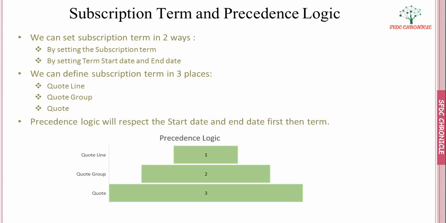If it is set in the quote itself and in the quote line the subscription term is defined, then as the term start date and end date get precedence over the subscription term field, the quote line will not get the precedence here, the quote will be getting the precedence here. Let's see all this in action in Salesforce CPQ.